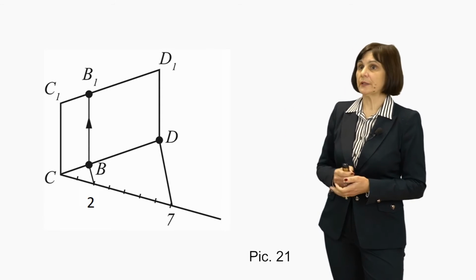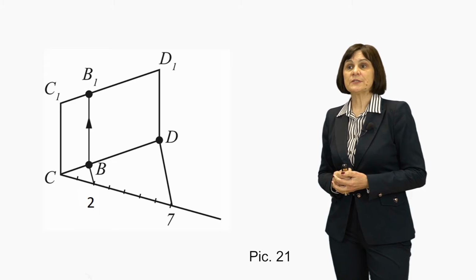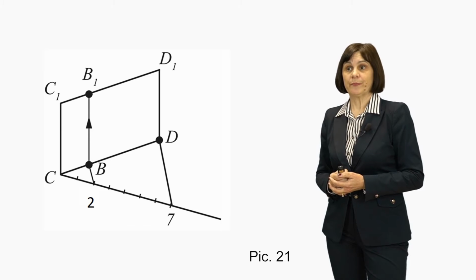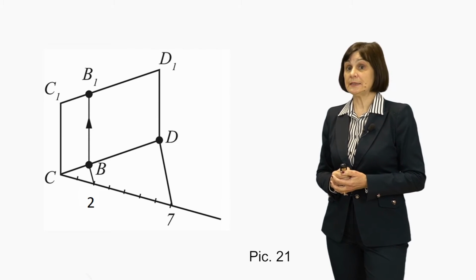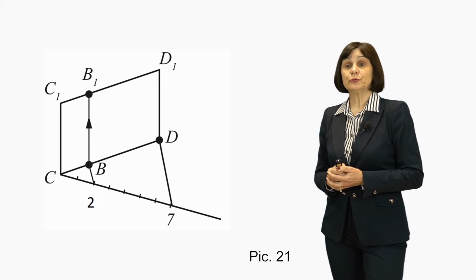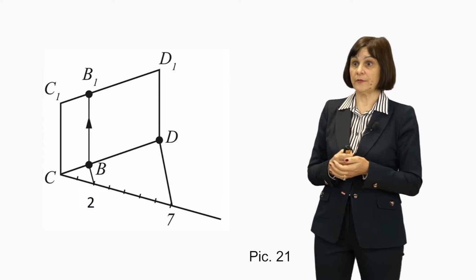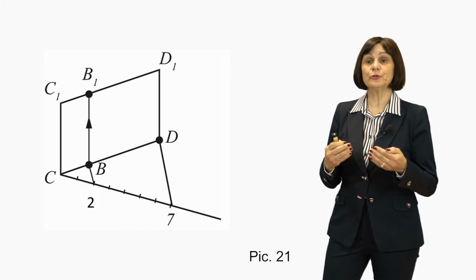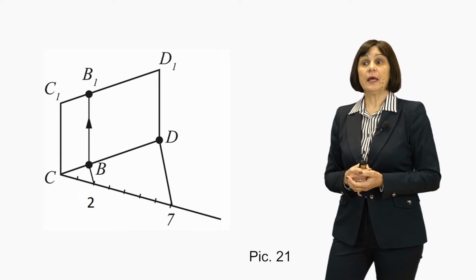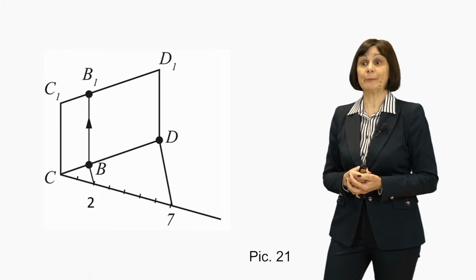On this drawing is shown an example of the division of a straight line segment in some given ratio. The segment CD is divided in the ratio 2 to 5. To do this, we draw a free line from point C on the horizontal plane.